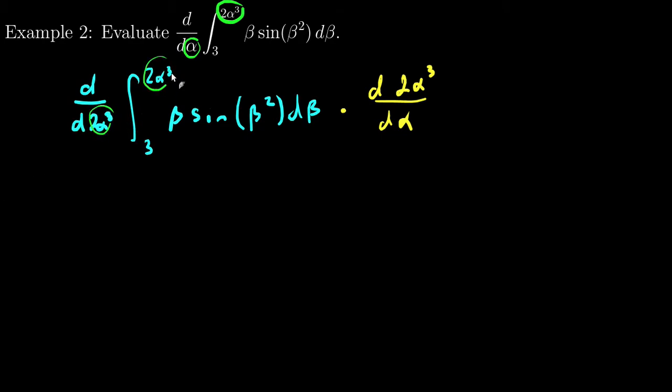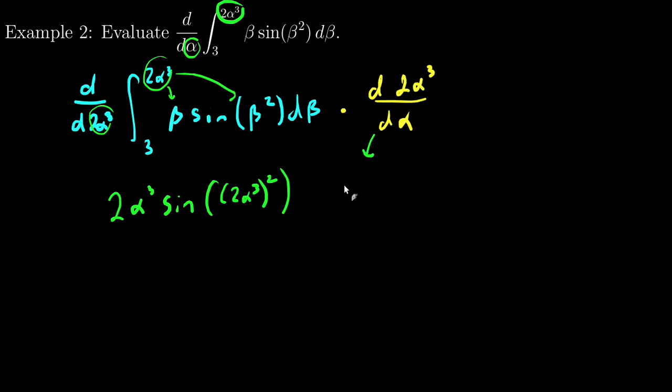I see that these match now, so I would put this into every beta, and so I'd have 2 alpha cubed sine of 2 alpha cubed squared, and I had to multiply this by the derivative of 2 alpha cubed, which is 6 alpha squared. And then I just sort of wrap this up. So 2 times 6 gives me 12. Alpha cubed times alpha squared is alpha to the 5th times the sine. 2 alpha cubed squared, 2 times 2 is 4. Alpha cubed squared is alpha to the 6th.